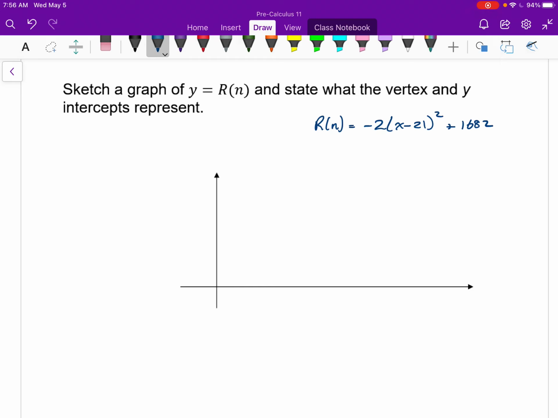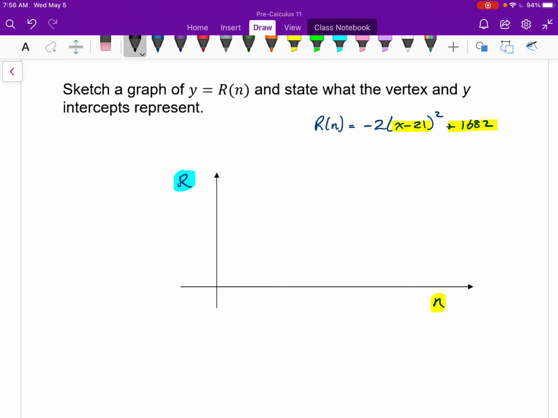OK, so what do I have here? Well, in this case, instead of x and y, I have an n-axis and an r-axis. R being the revenue, n being the price increase from $8. I can see I have a quadratic function with a vertex at (21, 1,682). So all I really care is it's somewhere in this first quadrant.